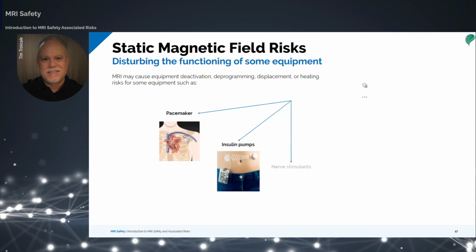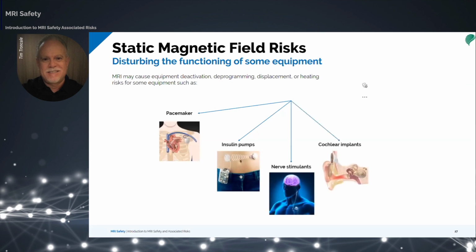Another risk of the static magnetic field is its interference or disruption of the functioning of some equipment. The magnetic field can cause equipment to become deactivated, deprogrammed, or even heat up certain devices. The static magnetic field alone does not cause some of these issues. At times it is the gradient magnetic fields or the radio frequencies or the combinations of both. Some examples you see here: pacemakers, insulin pumps, nerve stimulators, bypass valves, cochlear implants, and so forth.